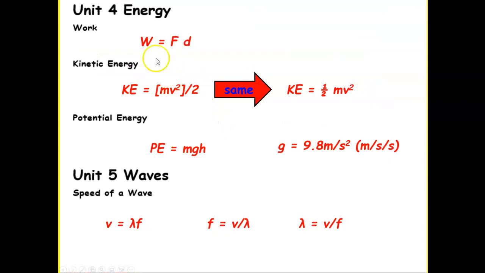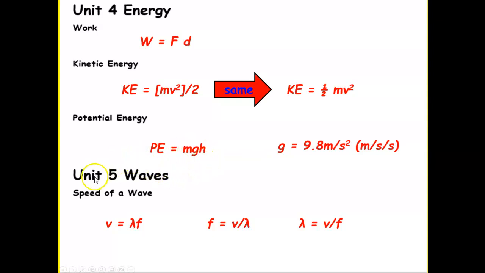These are the formulas you need to know for energy. We have work, which is force times distance. We have kinetic energy, which is mass times velocity squared divided by 2, which also looks like this. And then you have potential energy, which is actually gravitational potential energy, which is mass times gravitational acceleration times height.